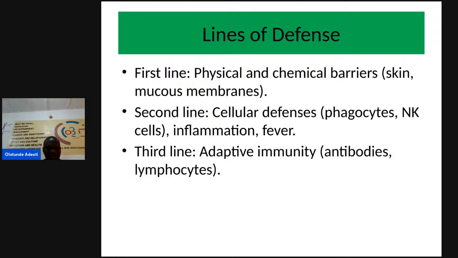And the third line of defense is when there is recruitment of adaptive immunity, which has to do with production of antibodies and other lymphocytes, which could be either T cells or B cells. We are going to see more of the adaptive immune system next time. But don't forget that today our focus is on the innate immune system.